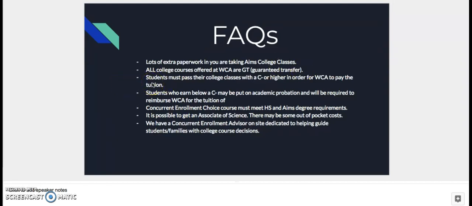Some of the fine print about the AIMS classes: students must pass their college classes with a C- or higher in order for WCA to pay for the tuition, which we are happy to do, but just know that you must earn a C- or higher. Students who earn below a C- may be put on academic probation and will be required to reimburse WCA for the tuition, and that's at a rate of $100 per credit. Most of the classes are 3, 4, and 5 credits, so you're talking $300 to $500 per course that you get a D or an F in.